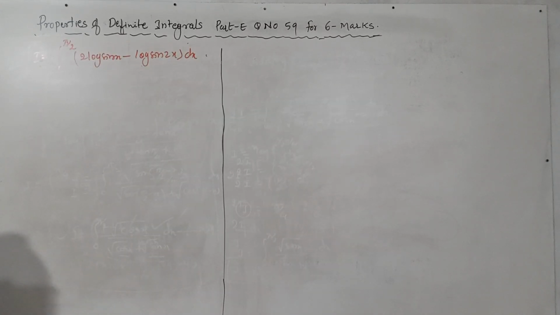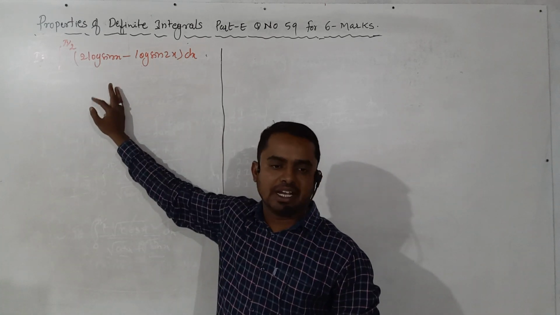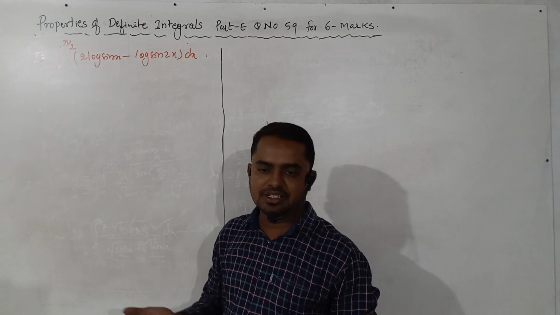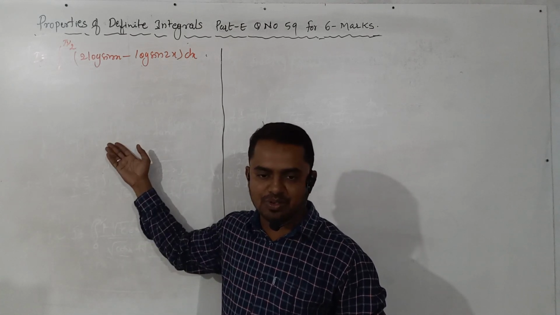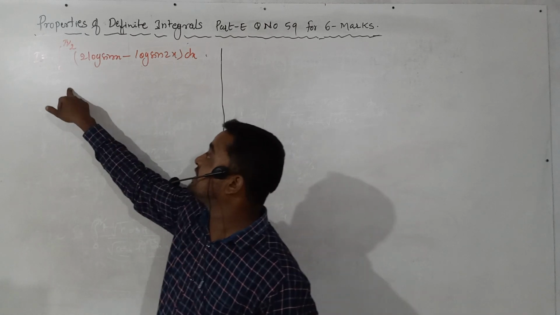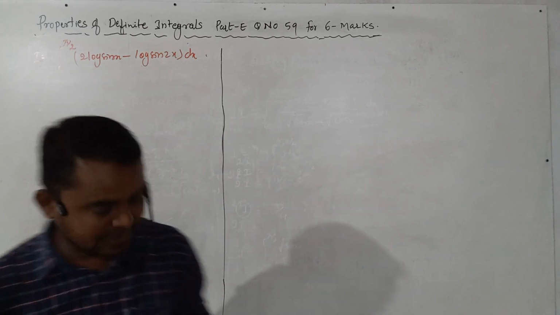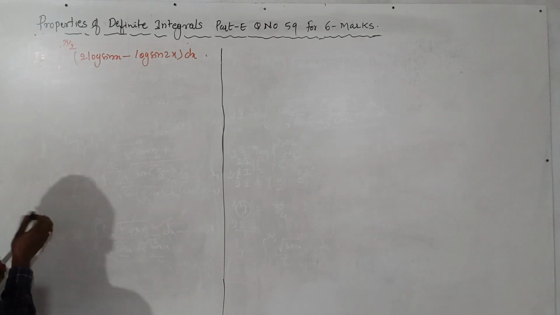Yes, here is the solution. Next problem. I is equal to integral 0 to 5 by 2. It is also very important. It will also be asked. He may also ask this problem, because it is based on the property only. I is equal to integral 0 to 5 by 2 of 2 log sin x minus log sin 2x dx. So here first we have to simplify this one. We have to write the first step of the solution as it is.